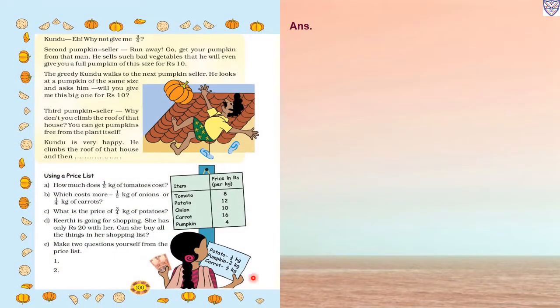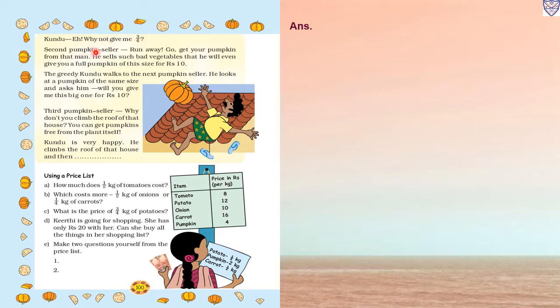Now next page, page number 100. Kundu says, hey, why not give me 3/4? Now he is again asking the second seller. Okay, he is ready to give half of the pumpkin, but now he is asking, he is a greedy man, he wants more. So he asks again, why are you not giving me 3/4 of the pumpkin for rupees 10?